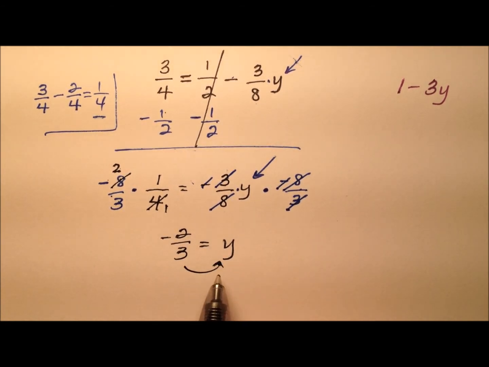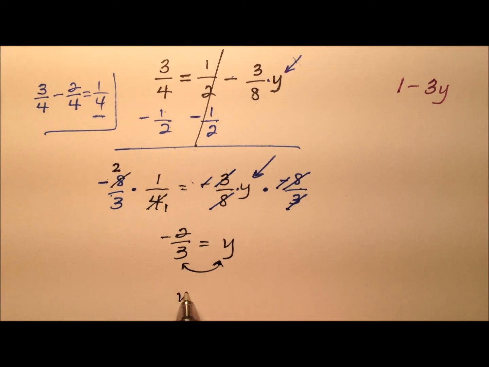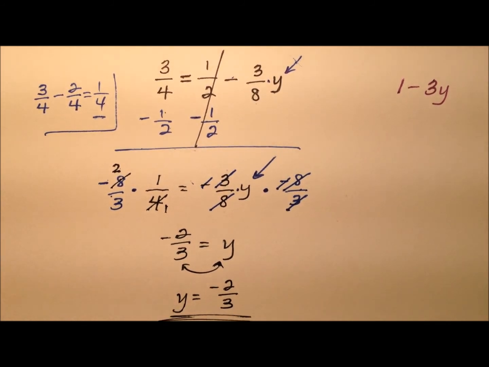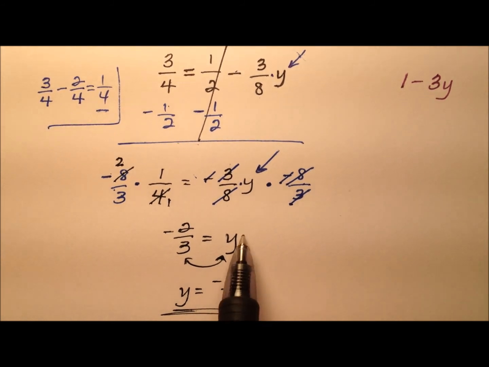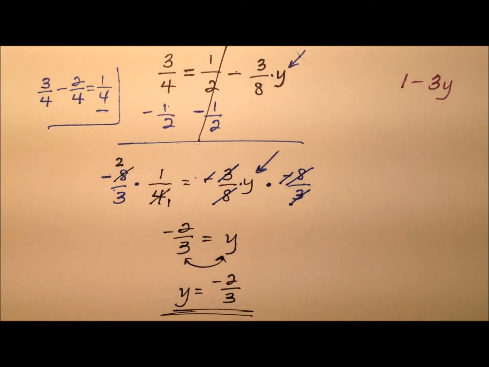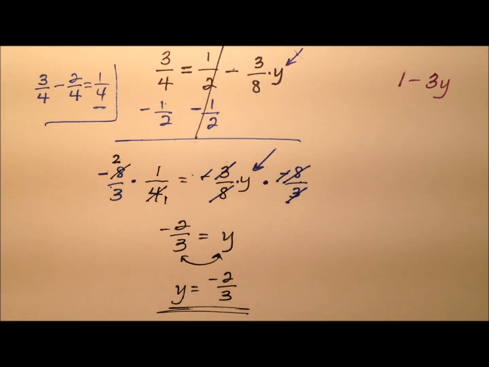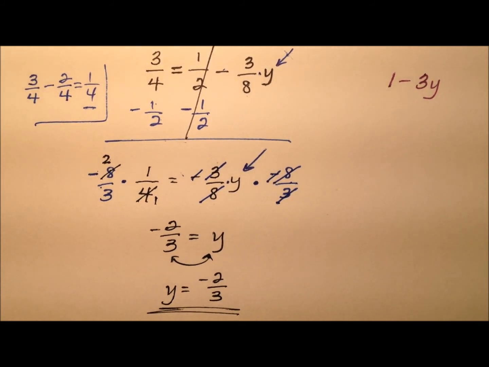Which, at this point, you could use the symmetric property of equality and flip those around and say y equals negative 2/3, if you are one of those students who likes to see the variable on the left side, and that's not a problem at all. Okay, so we see that the value for y is negative 2/3. But again, we're not done.